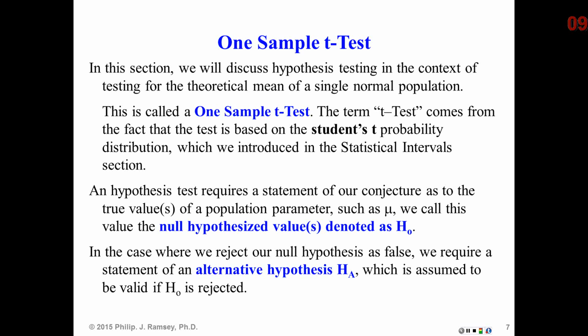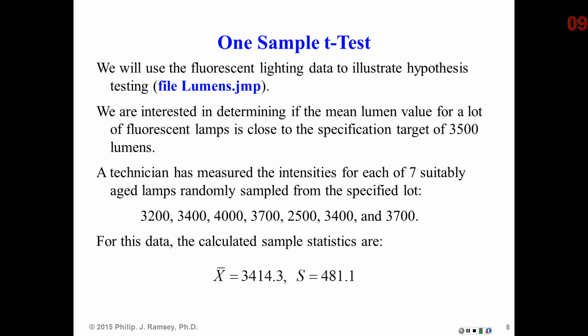Okay. So again, first we're going to state a null hypothesis for the theoretical mean. Again, our focus for the most part in design of experiments will be on the theoretical mean. And if we reject that hypothesis, meaning the hypothesis and the data are not in good agreement, we'll accept an alternative. Okay. So to illustrate the procedure, I'm going to use a simple example.